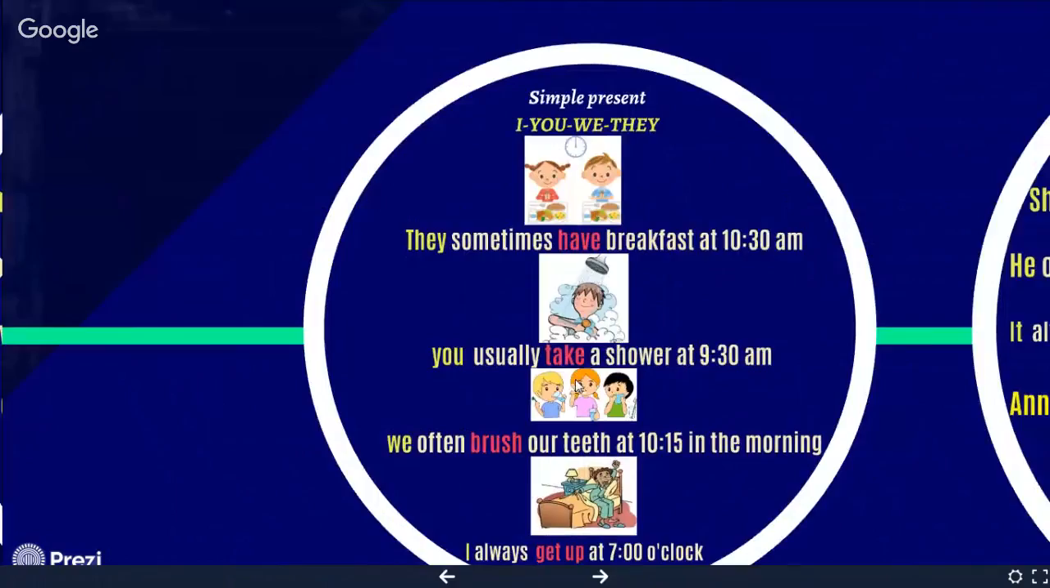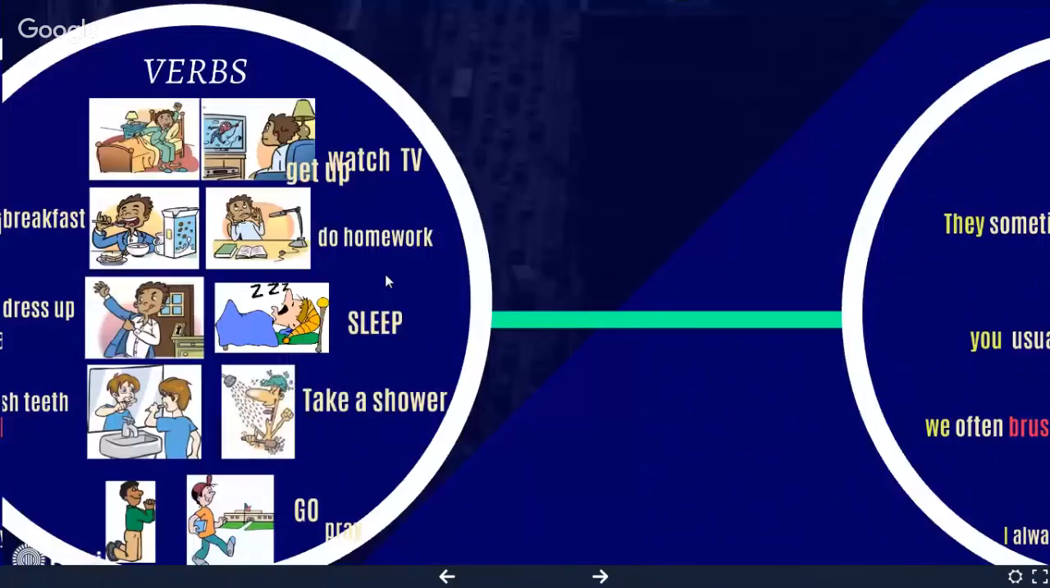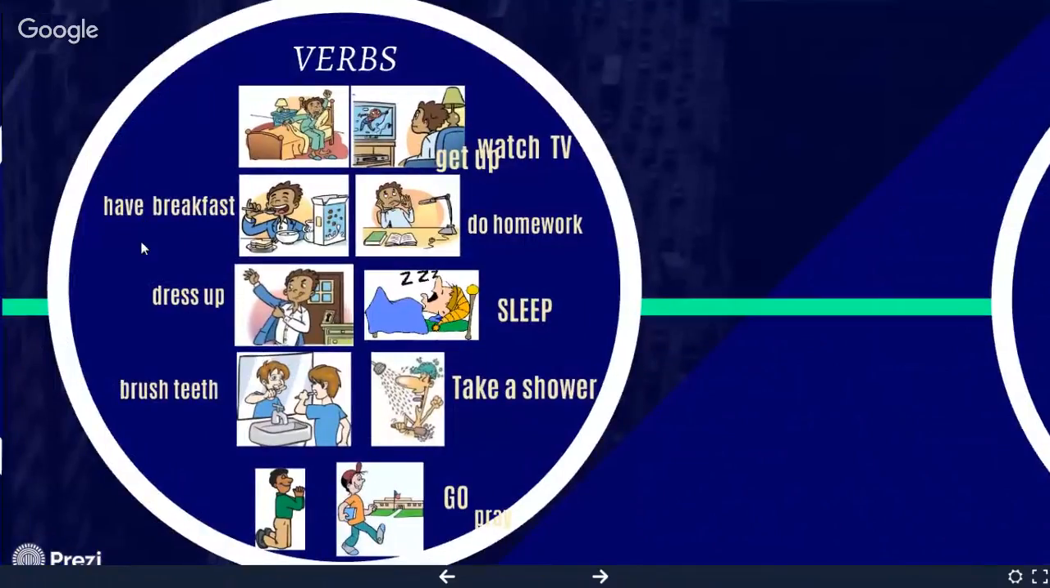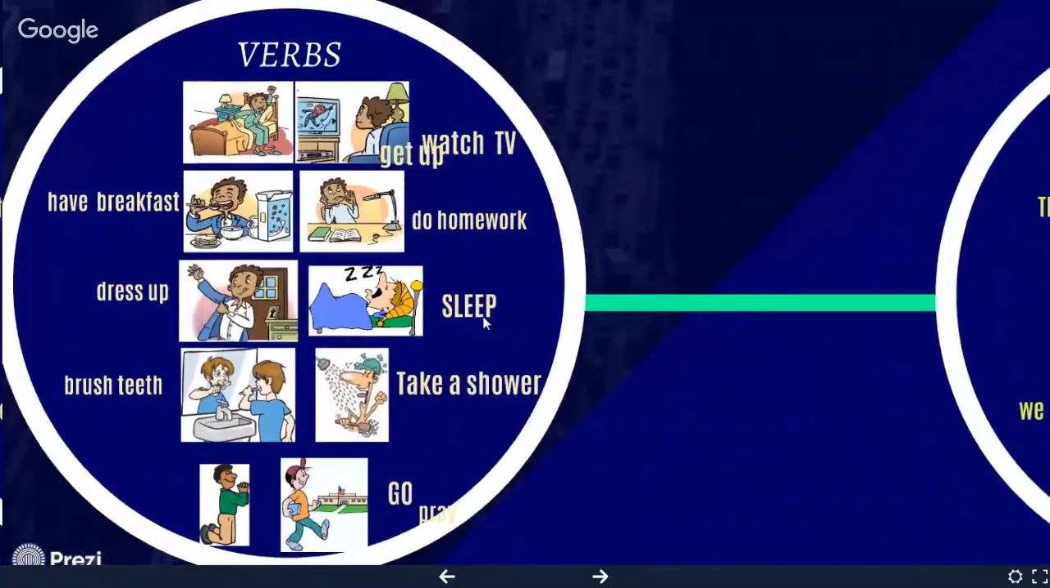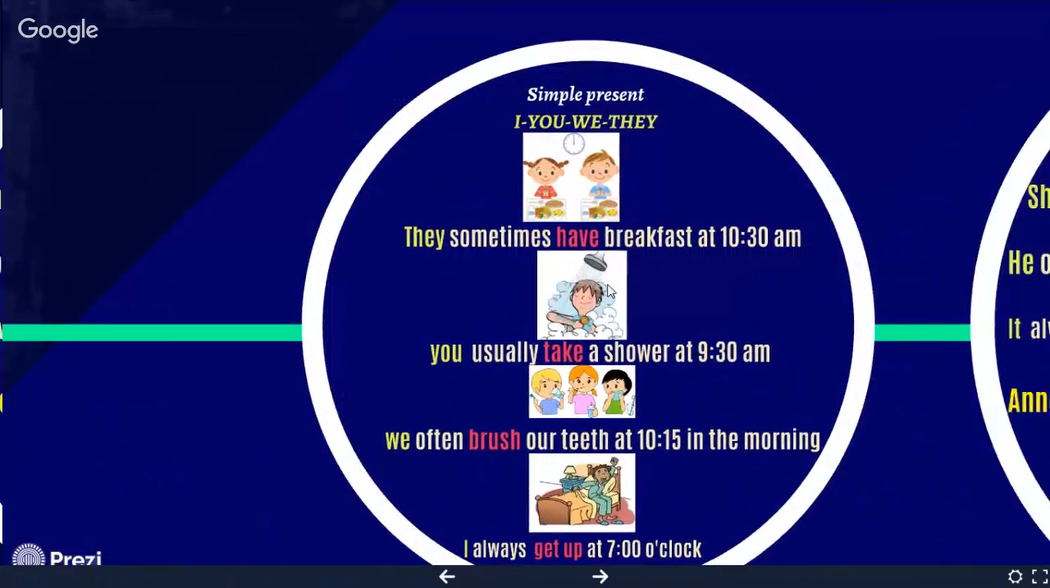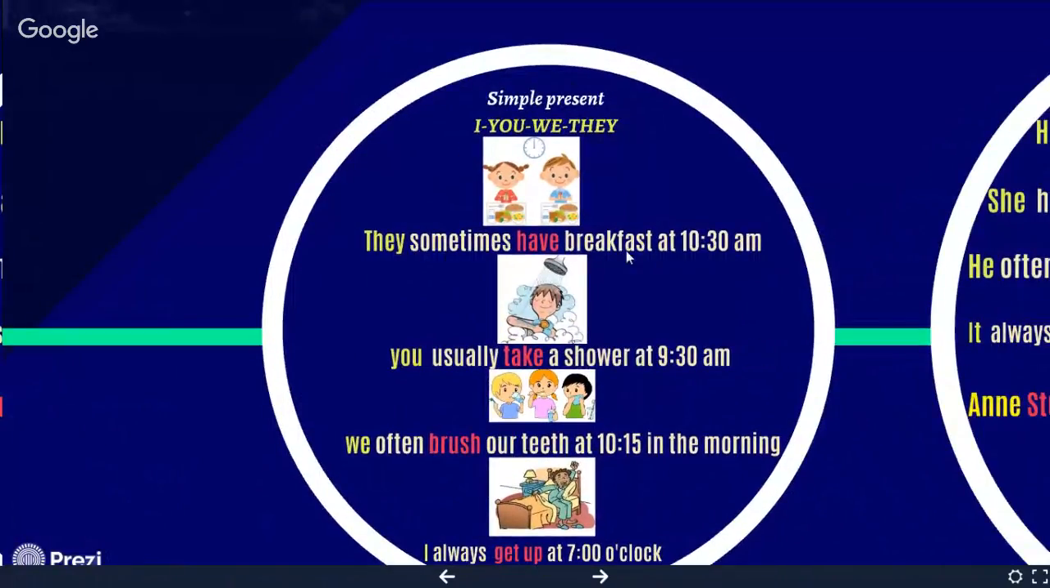For example, the verb have breakfast. This is the verb, no? Have breakfast. With I, you, we, they, it's the same: have breakfast. They sometimes have breakfast at 10:30 a.m. Or maybe say, you have breakfast. I have breakfast. We have breakfast.